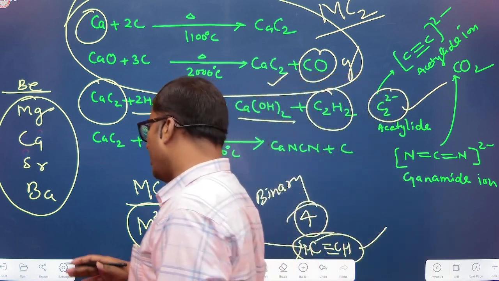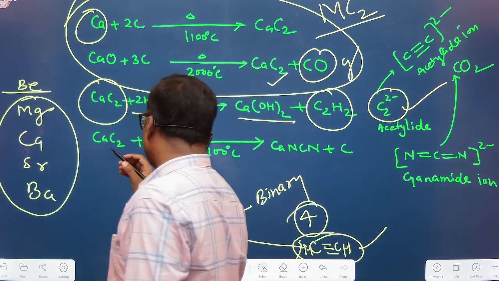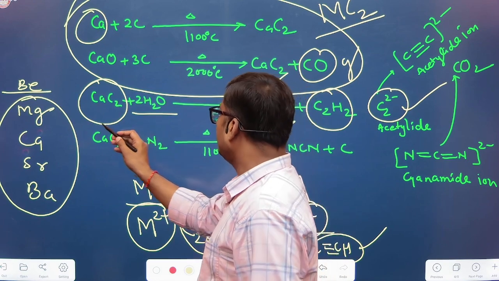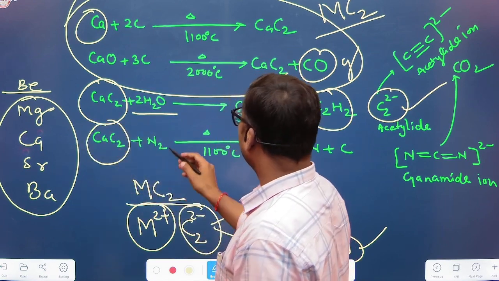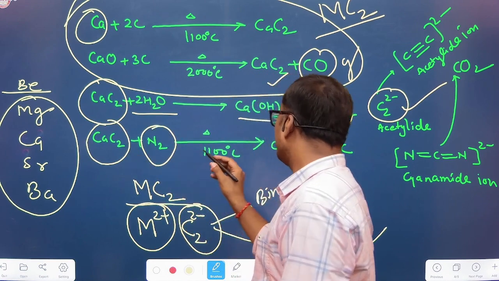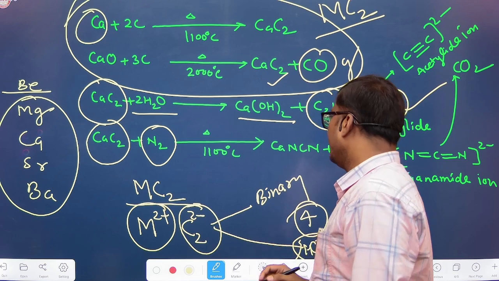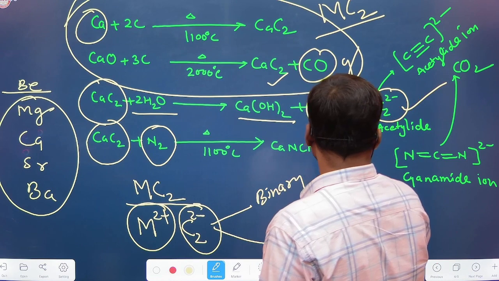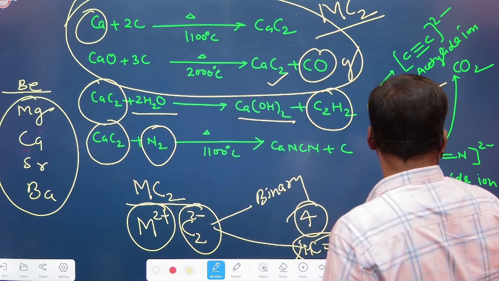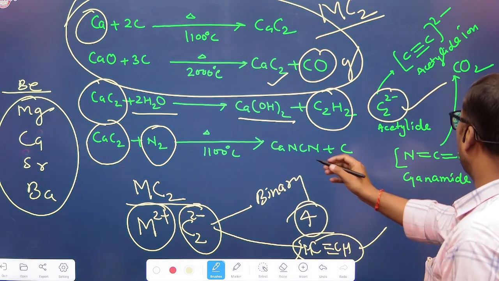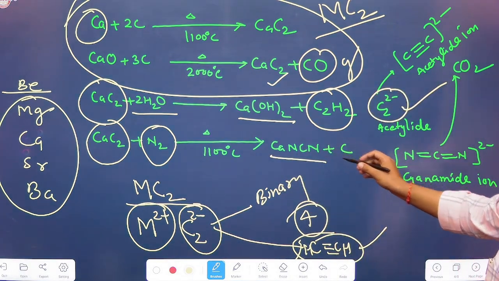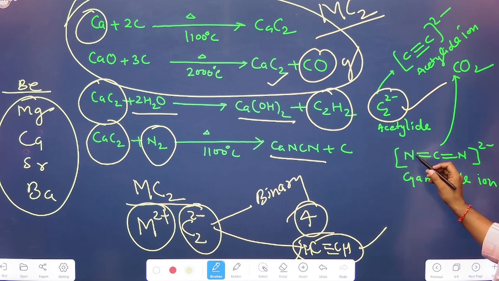So what is the next property of this type of ionic carbide, that is calcium carbide? Once it reacts with nitrogen gas at high temperature, that is 1100 degrees centigrade, it forms calcium cyanamide, that is CaNCN, right? So this NCN has a structure like that, that is N double bond C double bond N, overall 2 negative charge.